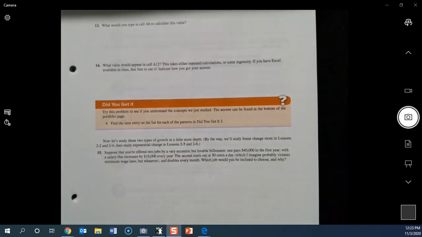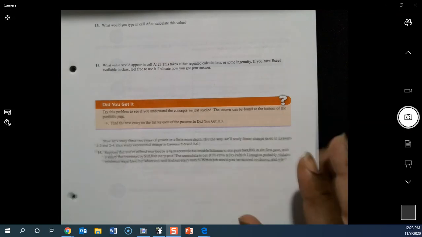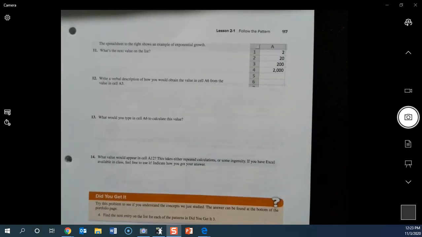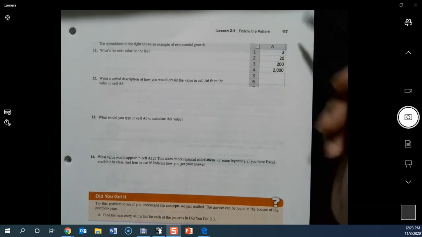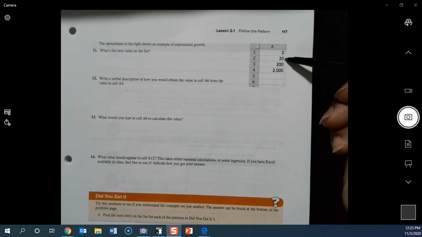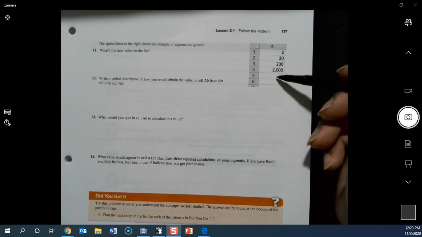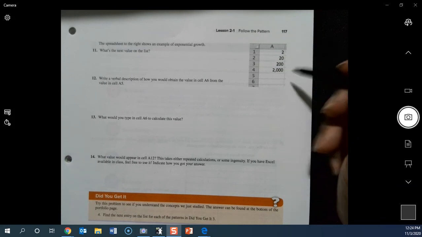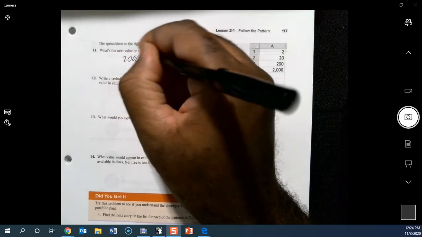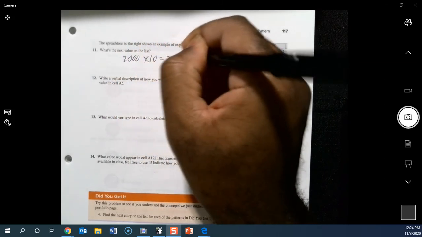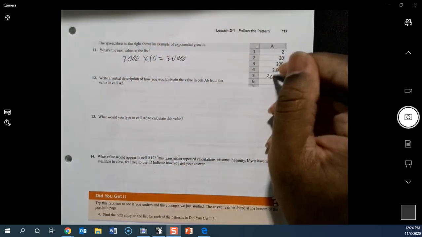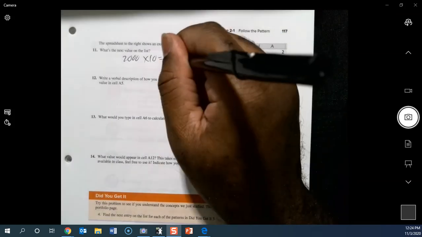All right, now we move on to the next page. It said the spreadsheet to the right shows an example of exponential growth. All right, so if we look here, we go 2, 20, 200, 2,000. If you notice, they're going up by multiplying by 10. So they ask us what is the next on the list. You take 2,000 times 10. That will give us 20,000. So this would be 20,000.